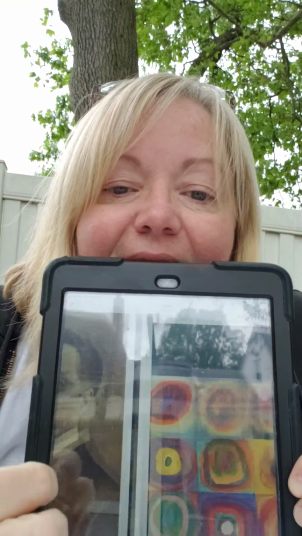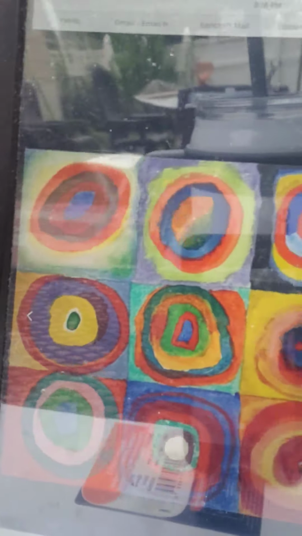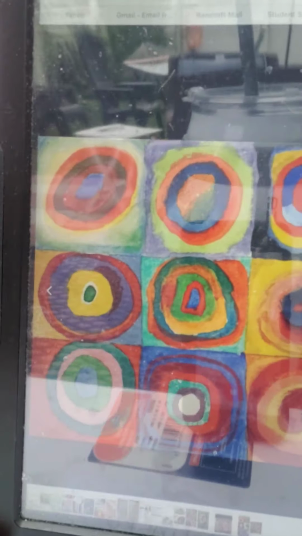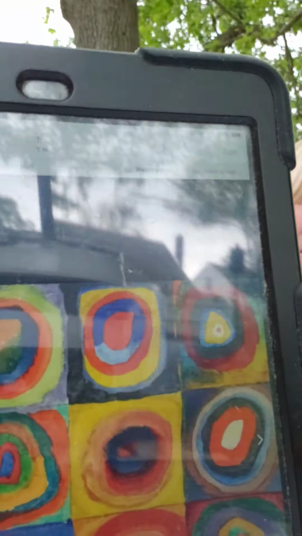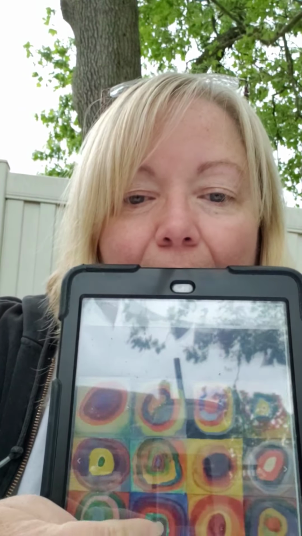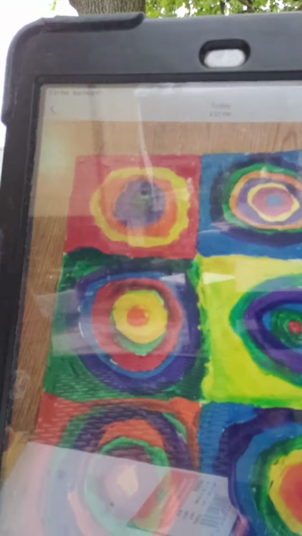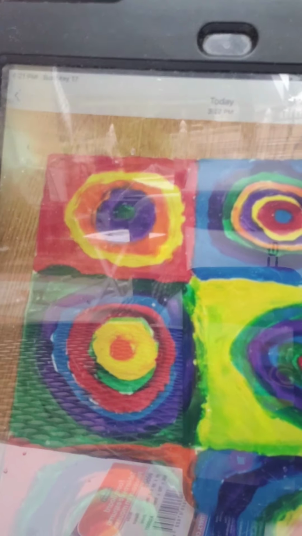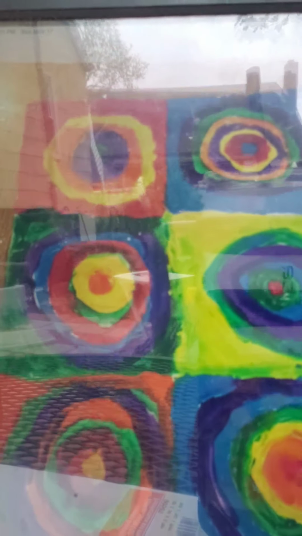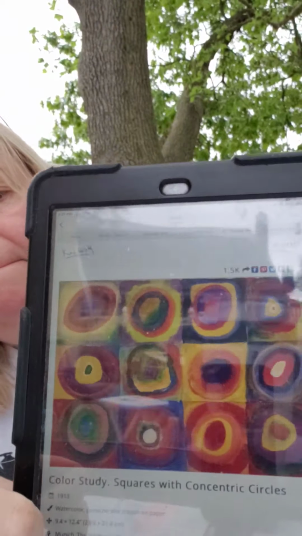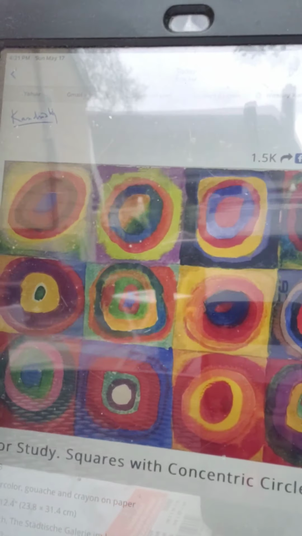So this is a picture of him. I know the glare isn't very good. And this is the study we're going to look at. So as you can see, it's circles, different colors. I know this is not the best. Sorry, gang. This is actually a painting that a child had done, a student like you guys. Okay? And that is another Kandinsky.